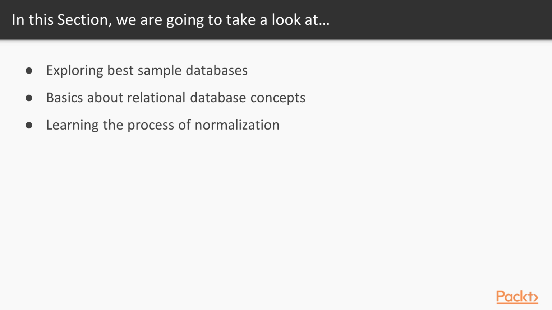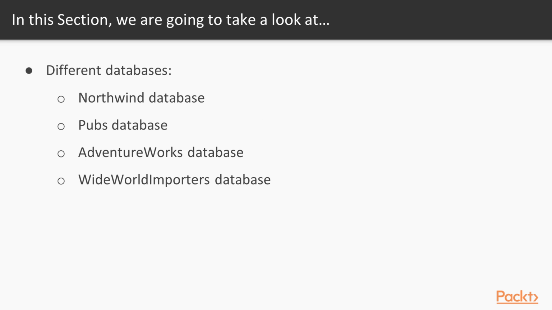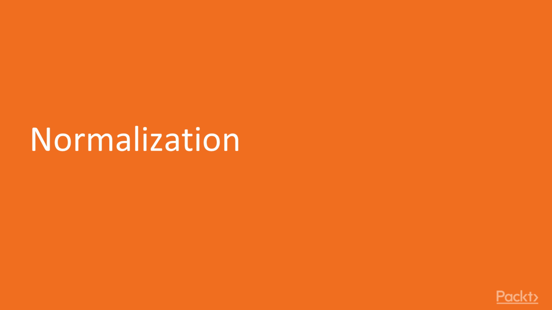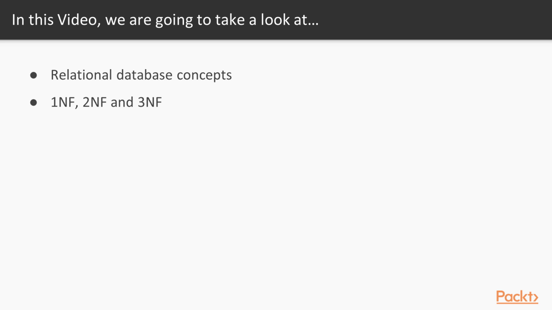Before beginning with the samples, I'll briefly explain the basics about relational database concepts and the process of normalization. So we'll cover different databases like the Northwind database, Pubs database, AdventureWorks database, and Worldwide Importers database. Now we move on to the first video of this section that deals with normalization. In this video, we're going to take a look at relational database concepts, the first normal form, second normal form, and the third normal form.